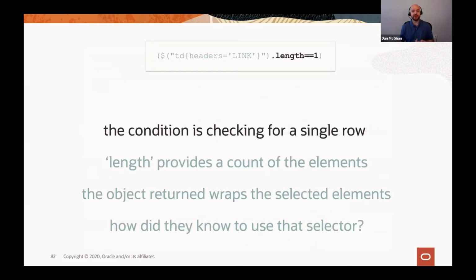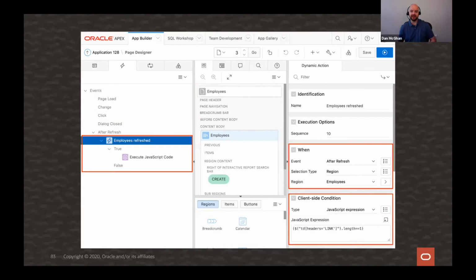And of course, they're just checking to see if it's equal to 1, because the automatic navigation from the report to the form page should happen when there's exactly 1 row of data. So they're checking for a single row. And you can see what that looks like in the dynamic action configuration here. So at the parent level, after the refresh of the employees region, then check this client-side condition, right? And if this is true, we come into the true path here and we execute some JavaScript code.